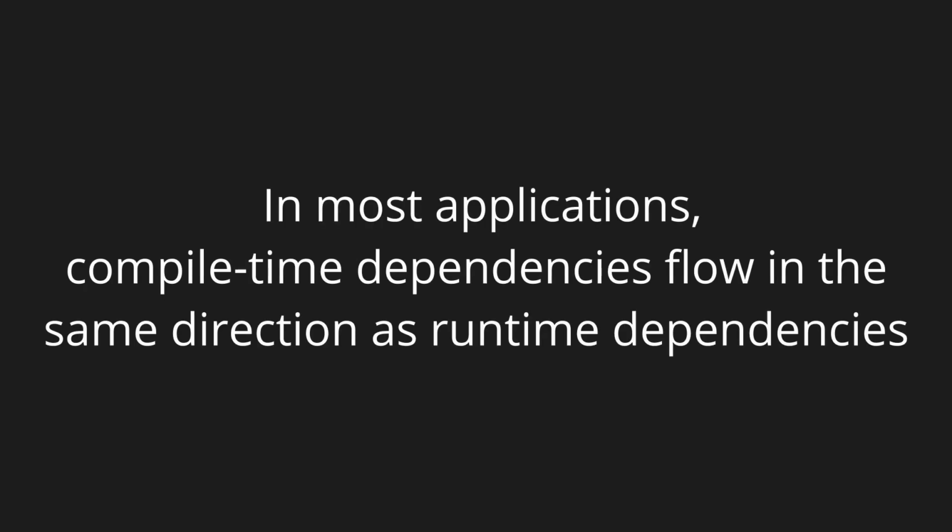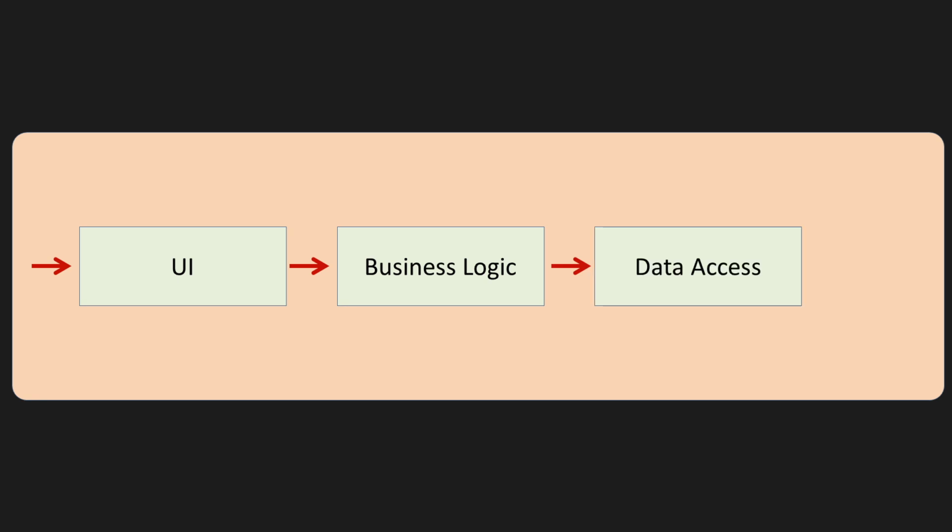In most applications, compile time dependencies flow in the same direction as runtime dependencies. Consider a typical business application. We have a user interface that accepts input data from the user, and that data is validated according to business rules, and then the data will be persisted or stored in a database using some data access logic. So this is referred to as a flow of control. Notice the flow of control is indicated by the red arrows. They point from left to right.